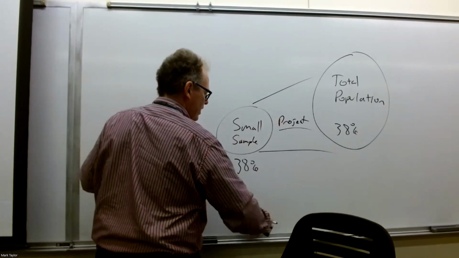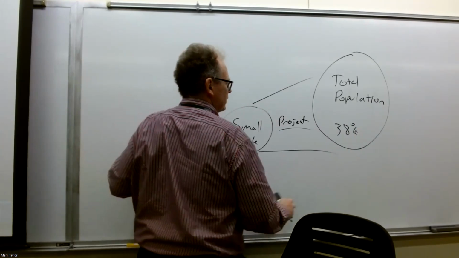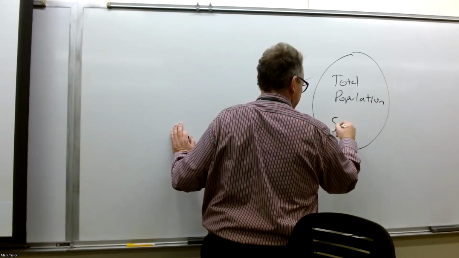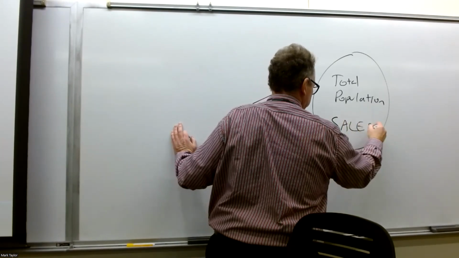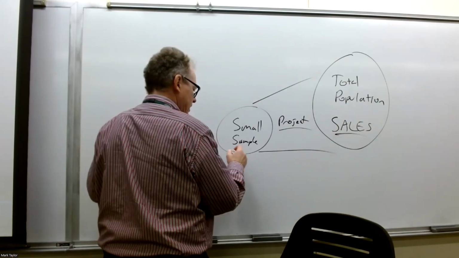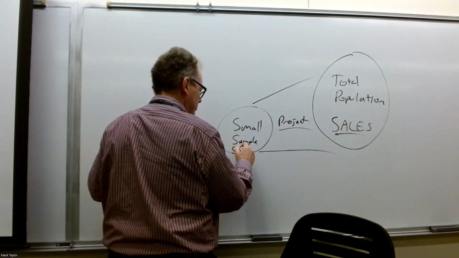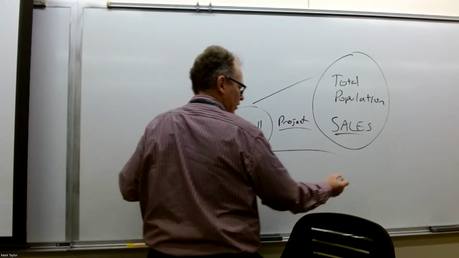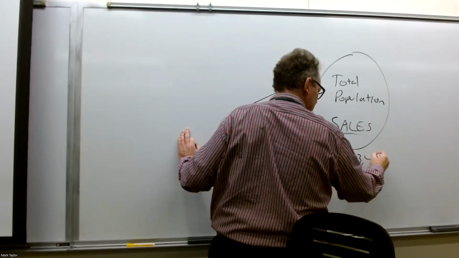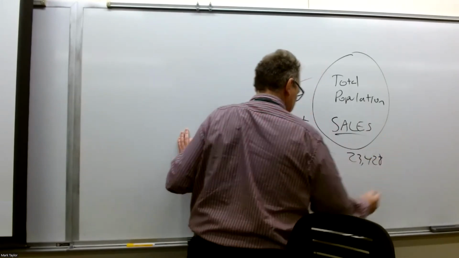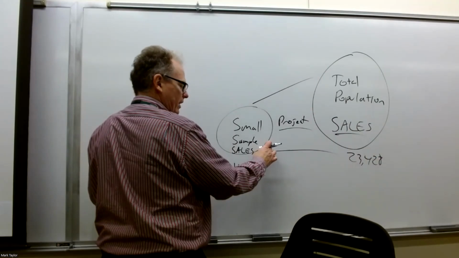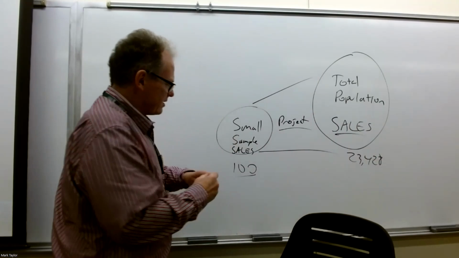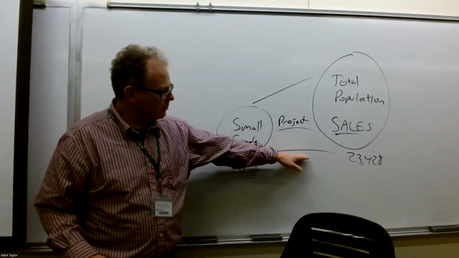Now, for what we do, it's usually for accounts. The total population might be sales, and we can take a small sample of sales. Maybe we take 100 of these and project it over the whole 23,428. We say these are misstated by a certain amount, and we project it over the population as a whole. So this is the idea behind sampling: you take a small sample and project it over the whole.